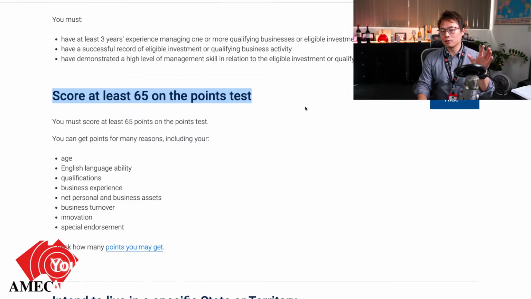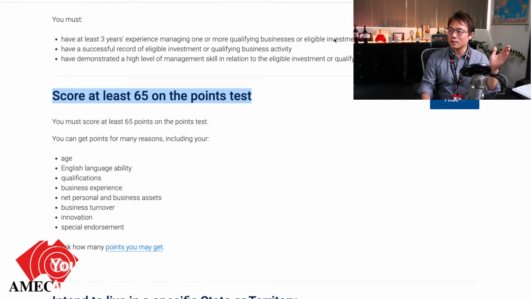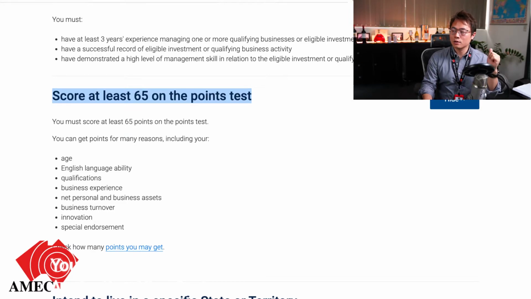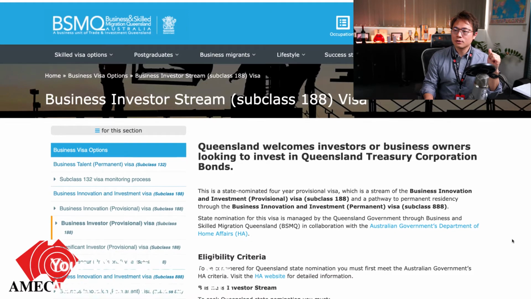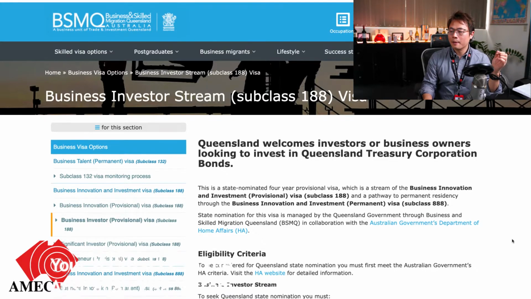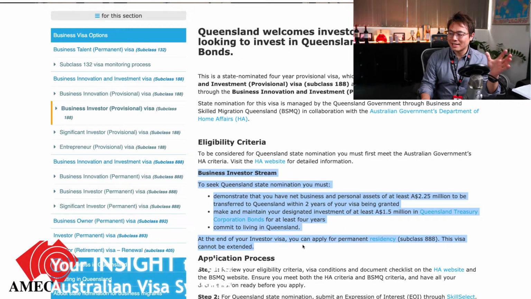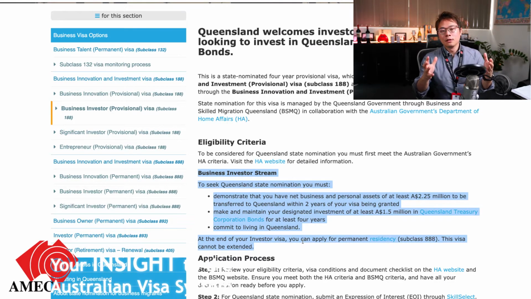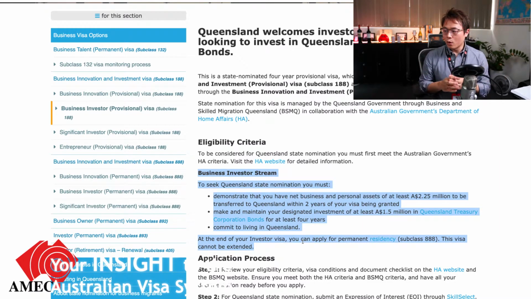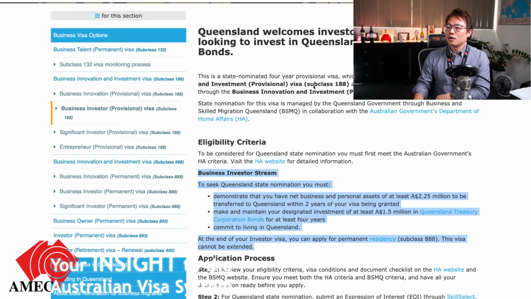Now let's move on to the states. As I said previously, we will be comparing 3 states, Queensland, Victoria and New South Wales. So let's go to Queensland. Basically Queensland, under the Department of Business Skill Migration Queensland, BSMQ, their criteria is exactly the same as what we had just discussed. So they are meeting the minimum requirement of what the immigration requires. So asset of 2.25, invest $1.5 million. That's not much we require to discuss because we have just gone through all that.